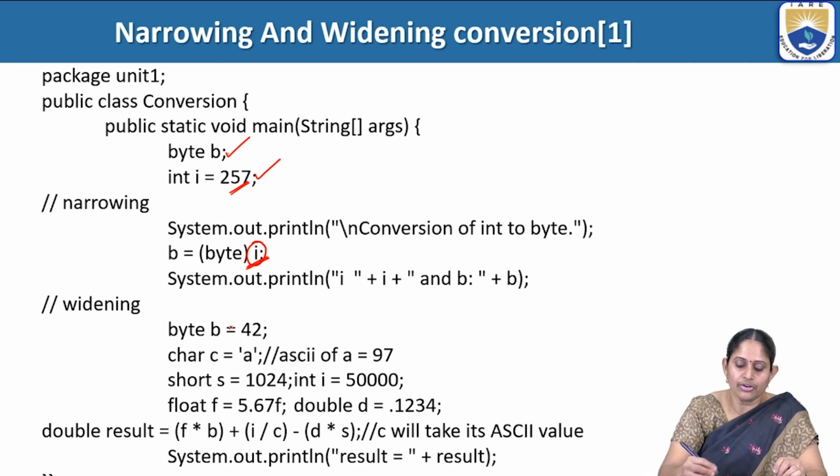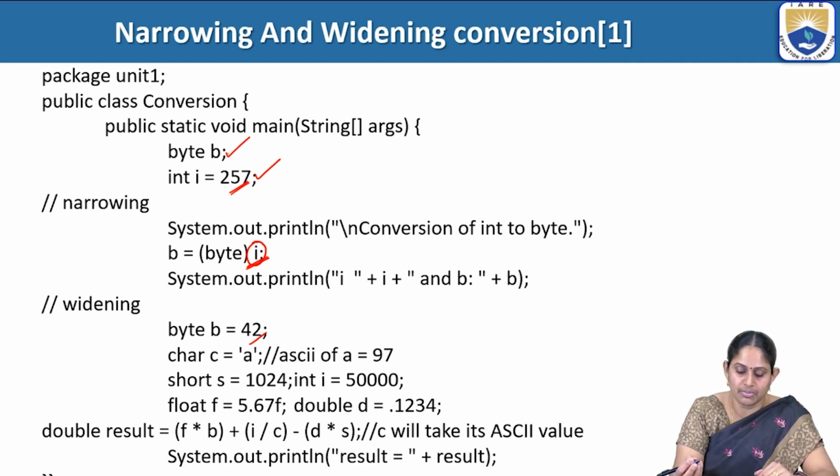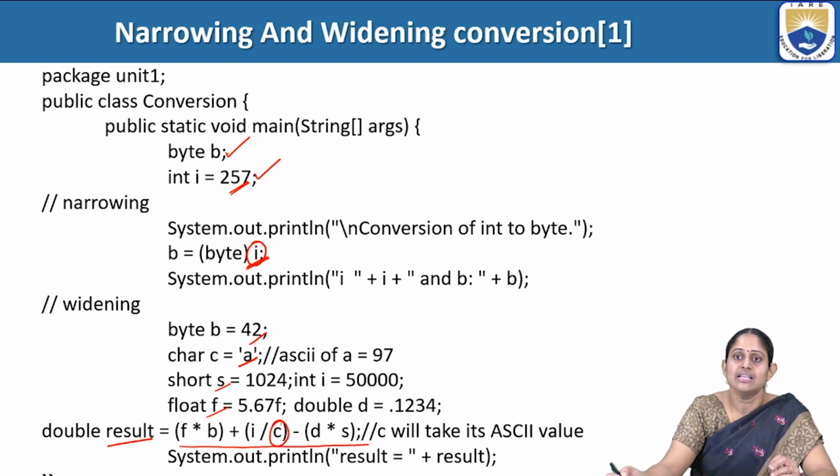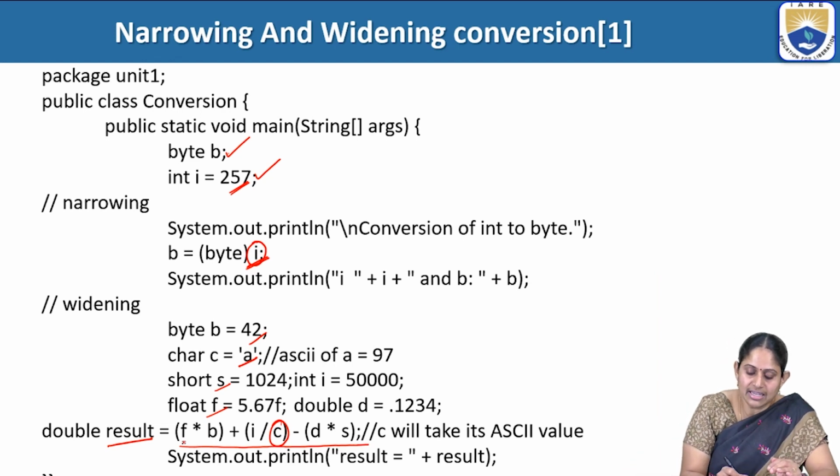Now when you go for widening, here we have a byte with 42 stored into b, then character 'a' stored into c. Then we have a short integer and a float variable, and we have one result into which we are storing the answer of the expression. Now here we are making use of the value of c. So here c will be taking the ASCII value of 'a', which is 97.